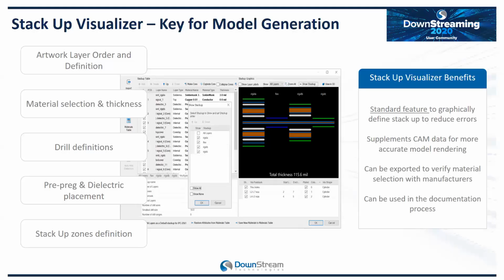But one of the benefits of doing it in the stack-up visualizer is you can either export that stack-up and send it to your manufacturer and confirm with the manufacturer that they can support what you're trying to design, or you can take a stack-up from that manufacturer and read it into the visualizer and marry it to your manufacturing files. So it provides a number of different benefits, and it's a key part of verifying manufacturing data before going to fabrication.